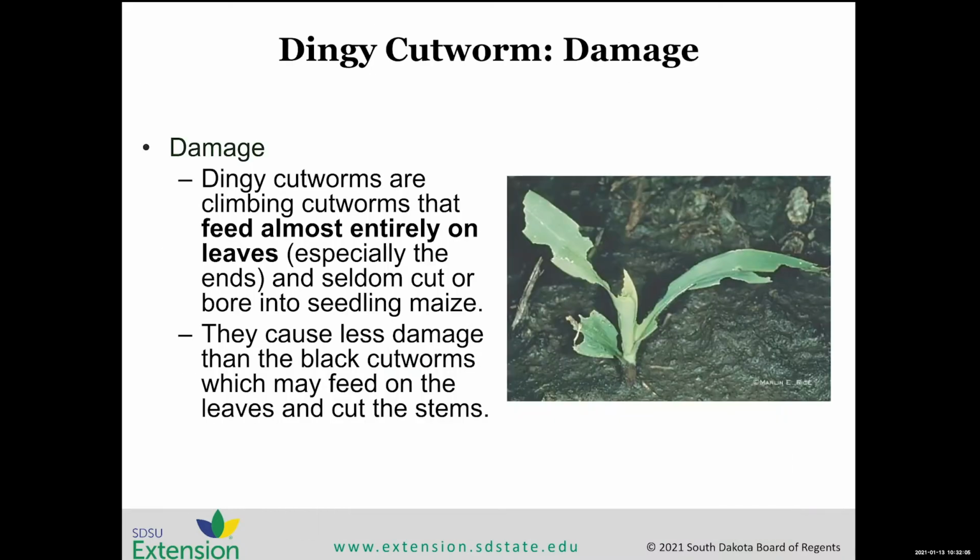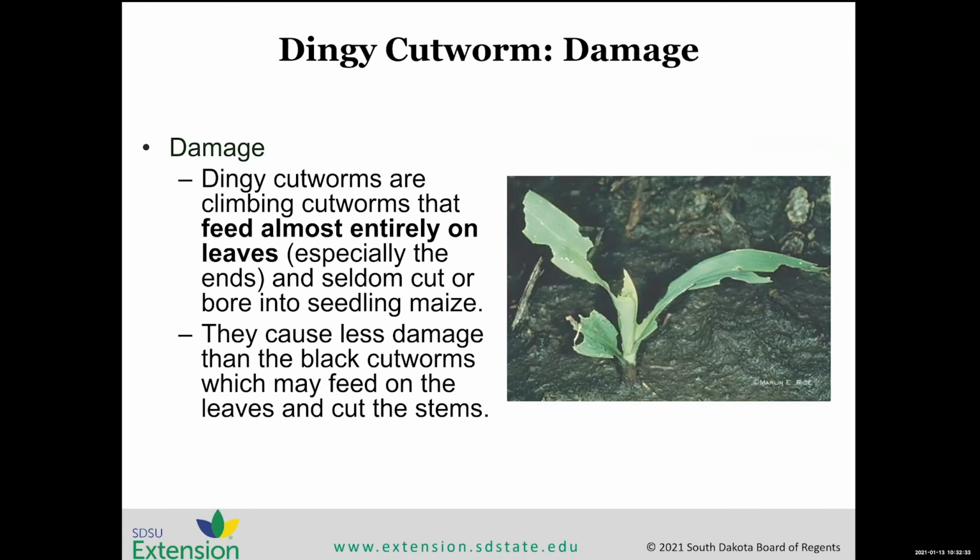Damage of dingy cutworm, again, they differ from most cutworms in that they climb up and feed almost entirely on the leaf, especially on the end. So you can see here's a corn plant that got fed on by a dingy cutworm. Despite their name, they seldom cut your corn plant. They cause less damage than black cutworms, which may feed on the leaves and cut the stems. So that is a distinguishing feature of them.